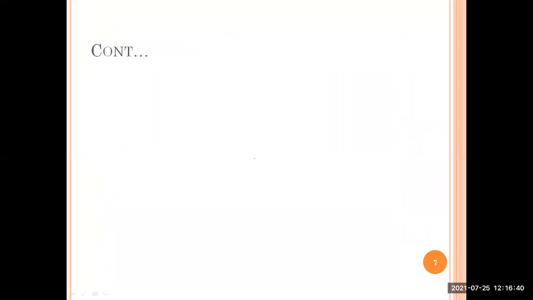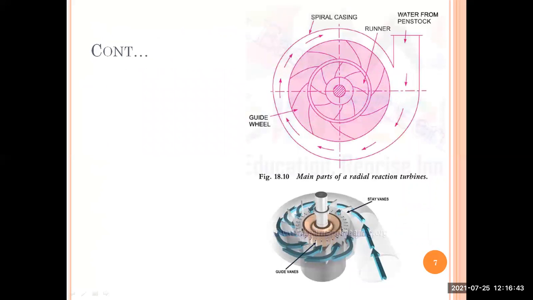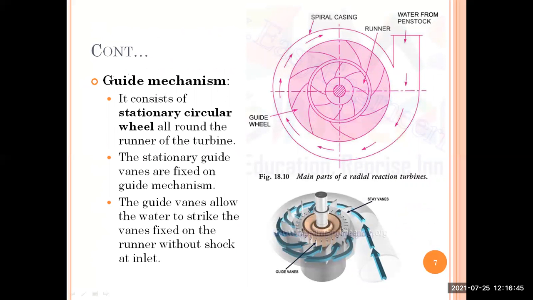Coming to the second component, that is the guide mechanism. You can see here the guide wheel, which is called the guide mechanism, where a number of stationary vanes are fixed, meaning the blades fixed on this guide wheel are stationary and not moving. The guide mechanism consists of a stationary circular wheel around the runner, and the stationary guide vanes are fixed on it.